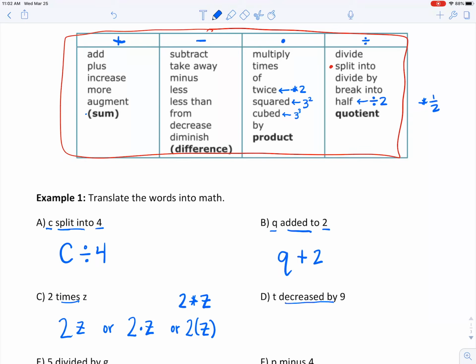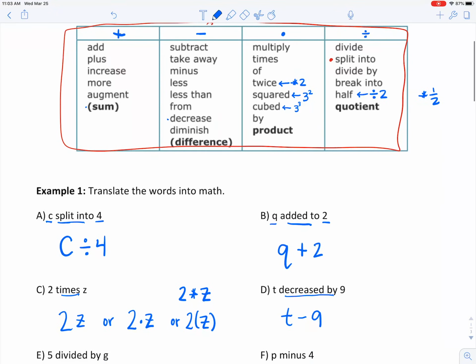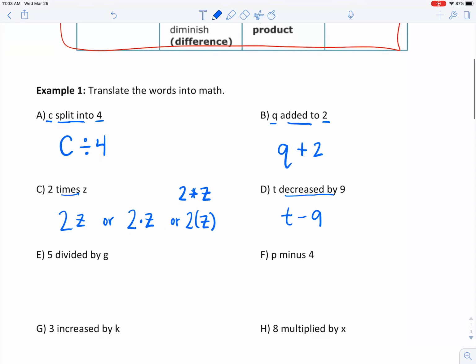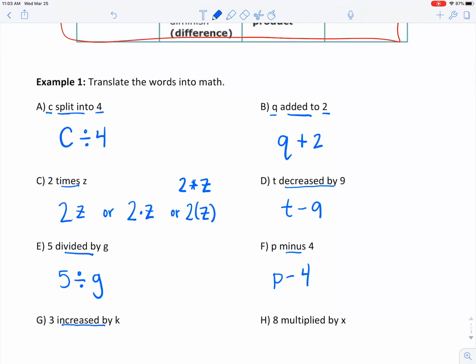T decreased by 9. So we're taking T and decreased. If I were to find it up in my chart, decreased is right here under subtraction, so that means minus 9. Okay, I'm going to scroll down a little bit, so on this screen you won't be able to see this box in full picture. We have 5 divided by G. So again, divide is just simply divide. And then we have P minus 4. And 3 increased by K.